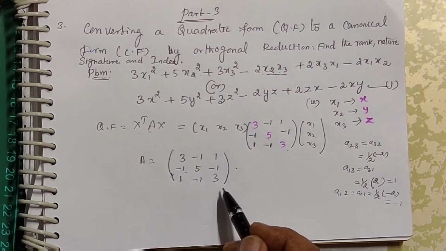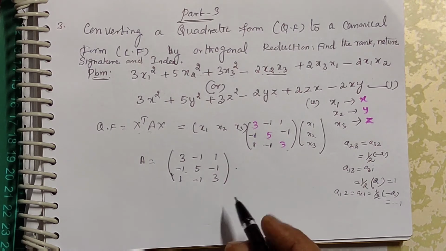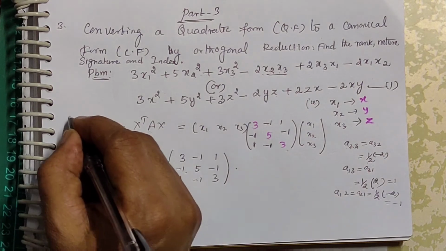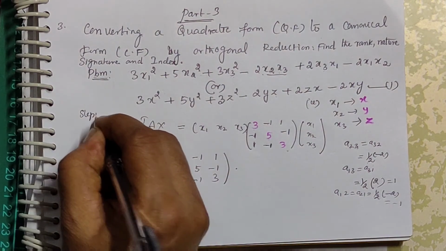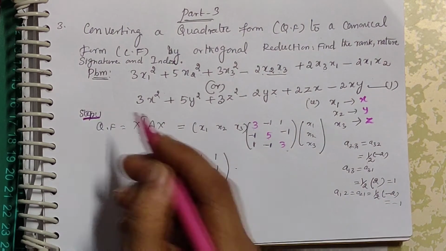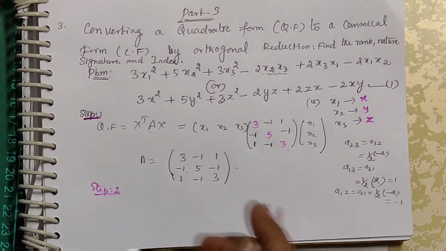For this symmetric matrix, as we have done in our part 2, we have to find the eigenvalues and eigenvectors. So let us take this as our step 1. So I'm highlighting it. This is our step 1. In our step 2, we are going to find the eigenvector.